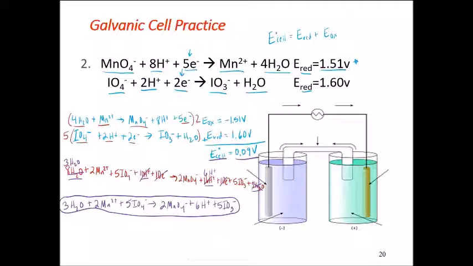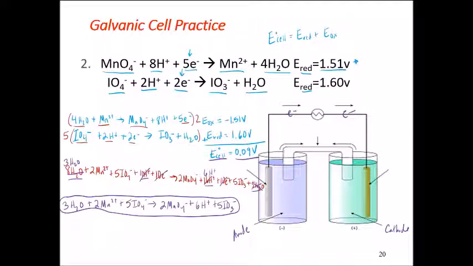Now we just have to label. It's very easy to do. We have our electrons going this direction. So this is obviously the anode for this diagram. This is going to be the cathode. We just kind of fill in what we need to fill in.